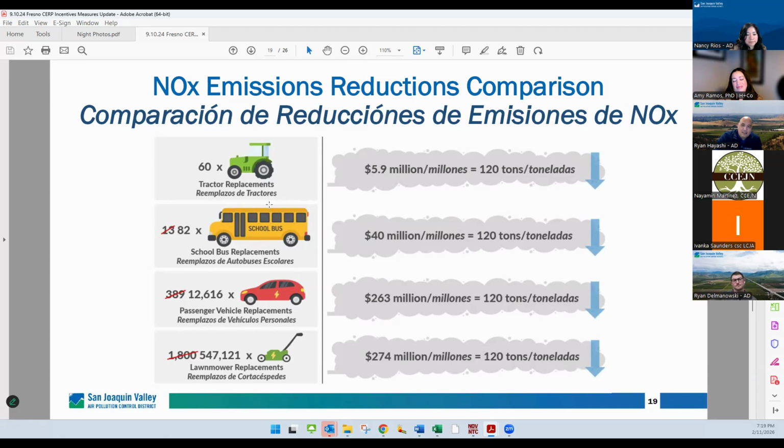In order to get to the same level of emission reductions, this tells you how many dollars it would take to get the same level of emissions from these different things. So in order to get the same emissions reductions as $6 million for tractors, it would be $40 million in buses, $263 million for electric vehicles, and $274 million for lawnmowers. So really, really big differences.